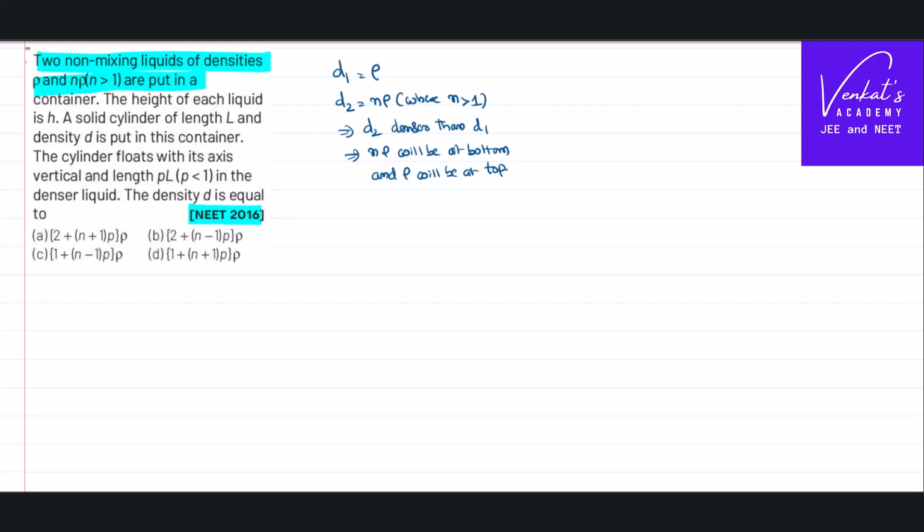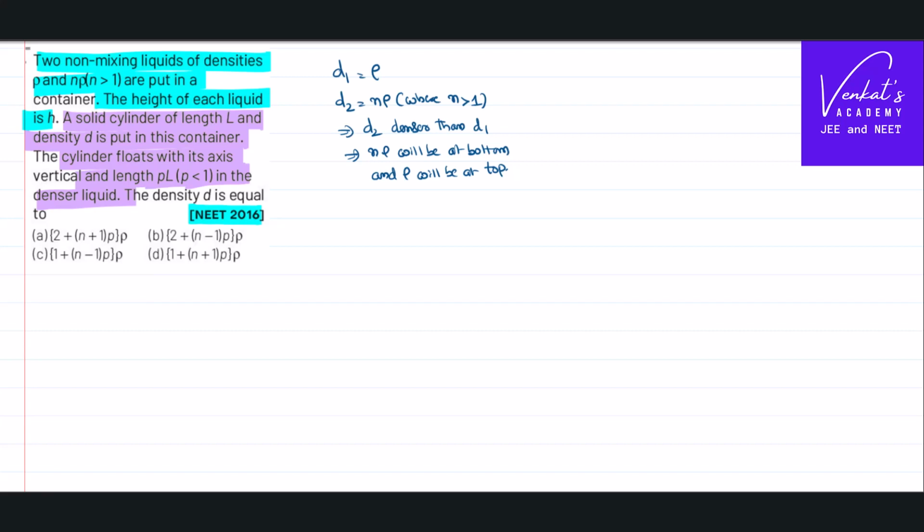Then the height of each of the liquid is equal to h, of course. Next part of the question is like this: a solid cylinder of length L and density D is put in this container. The cylinder floats with its axis vertical and length PL, where P is less than 1, in the denser liquid.